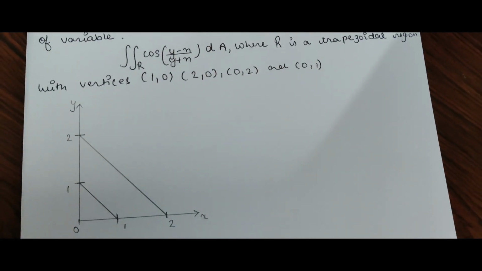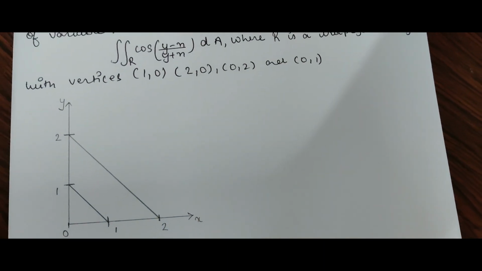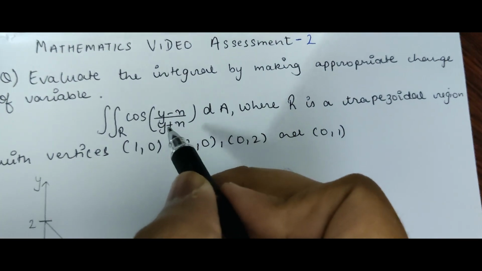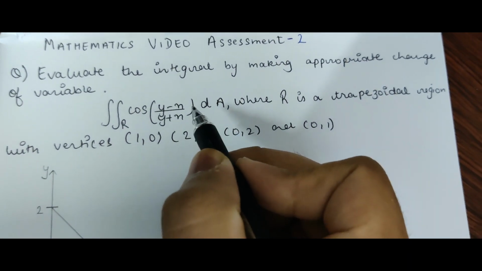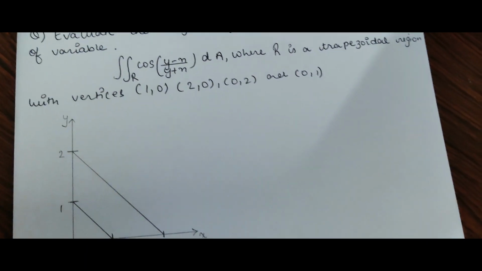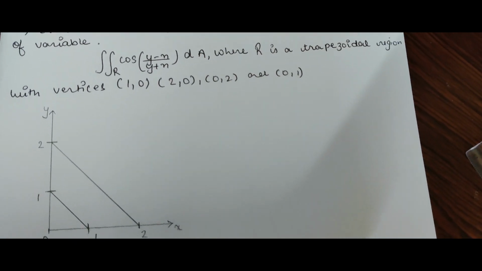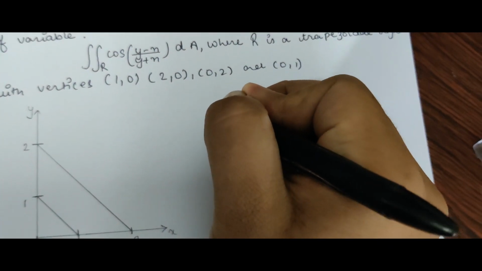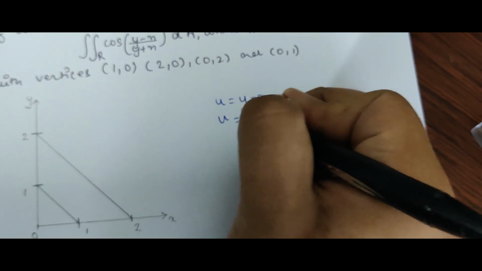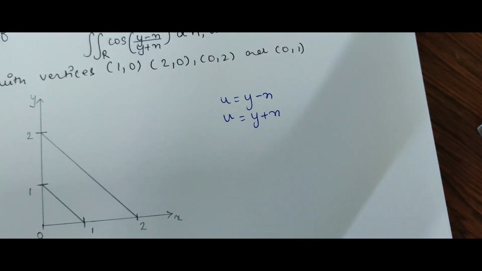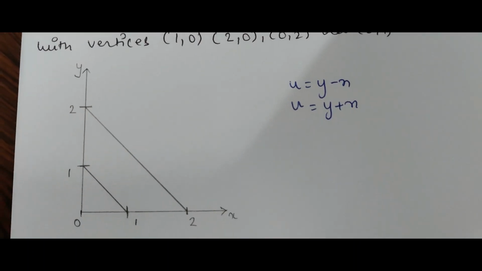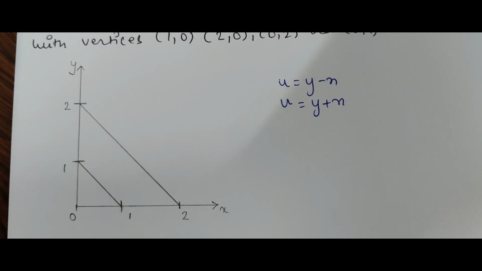To make this question easier, we will change the variable in the initial steps itself. We will be changing y minus x and y plus x. Let's give them variables u and v, where u is equal to y minus x and v is equal to y plus x. Now the next step would be to find the limits.